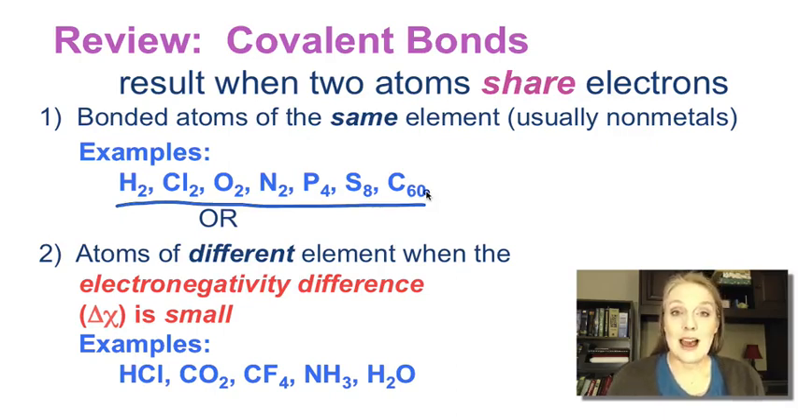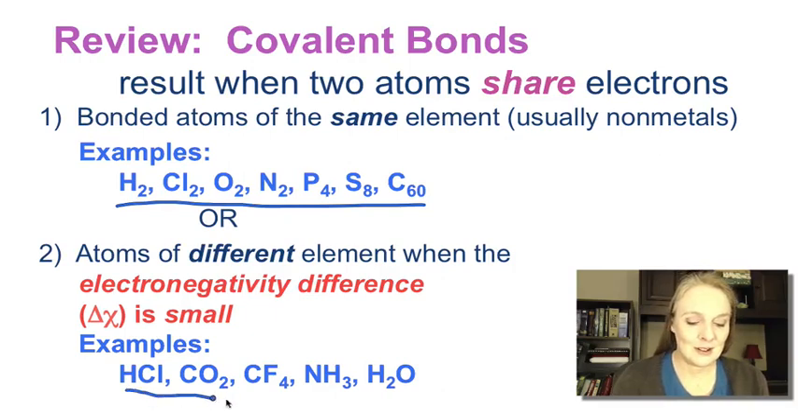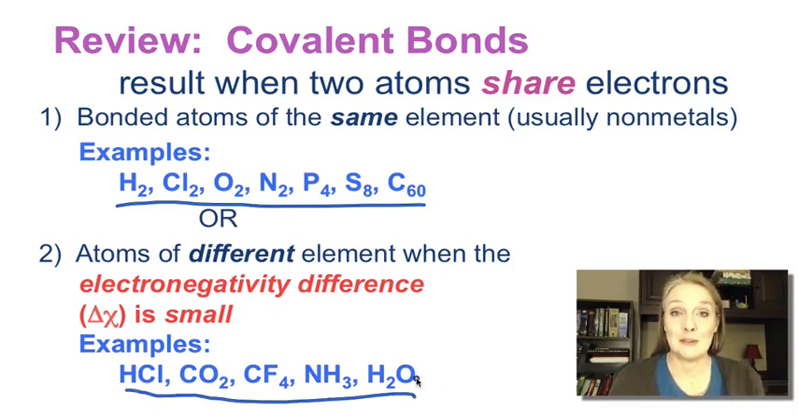You can also have nonmetals that have slightly different electronegativities to make compounds. And in this case, it's still a covalent bond, but now it's considered a polar covalent bond. There's a bunch of examples given here. All of these molecules we can draw Lewis dot structures for, and you'll probably see most of those by the time we're done with this discussion.